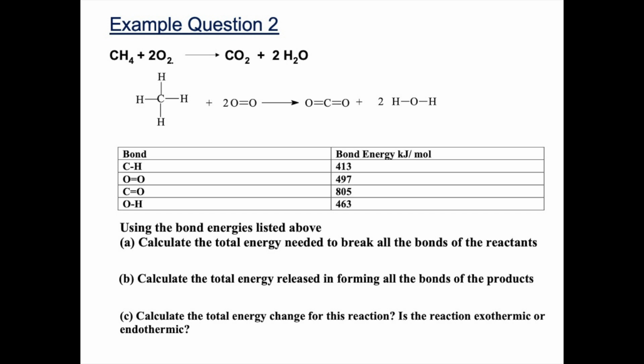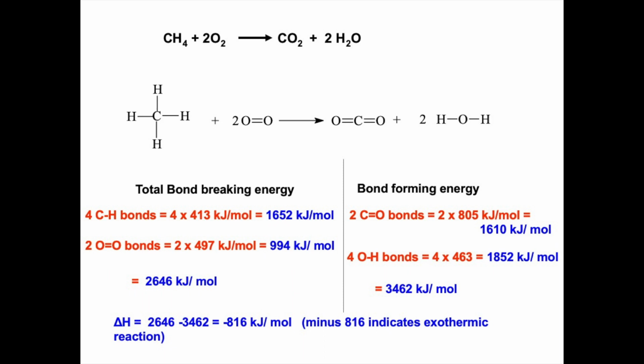It's asking you to calculate the total energy needed to break all the bonds of the reactants. Then it's asking you to calculate the total energy released in forming all the bonds of the products, and then to calculate the total energy change for this reaction. So we work out the bond breaking energy, we work out the bond forming energy, and then bond breaking minus bond forming gives me the overall energy change for this reaction. So let's go about how we would answer this question.